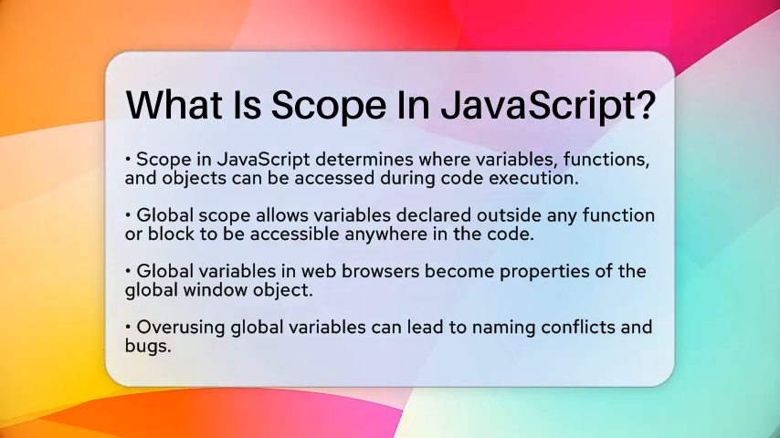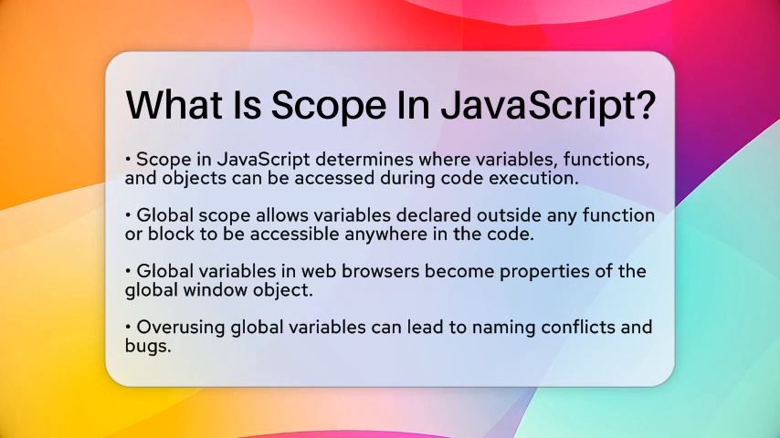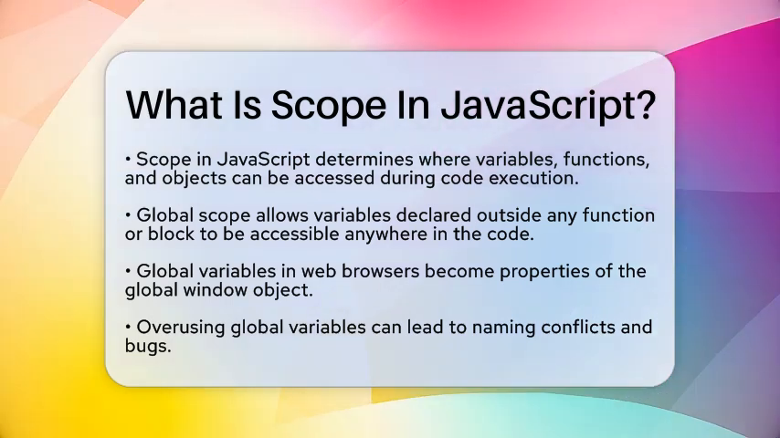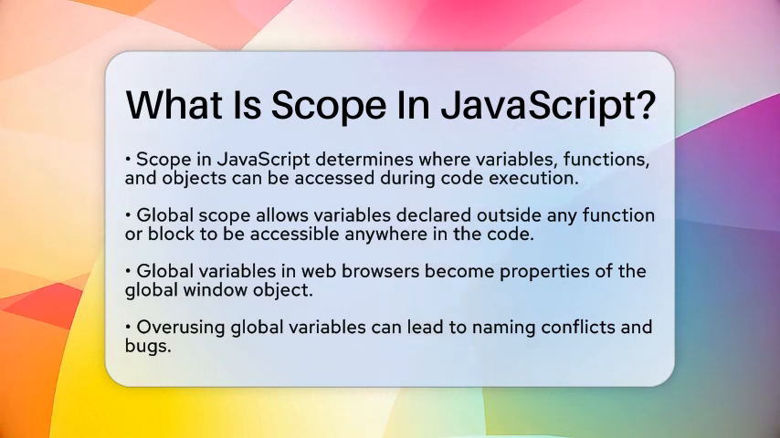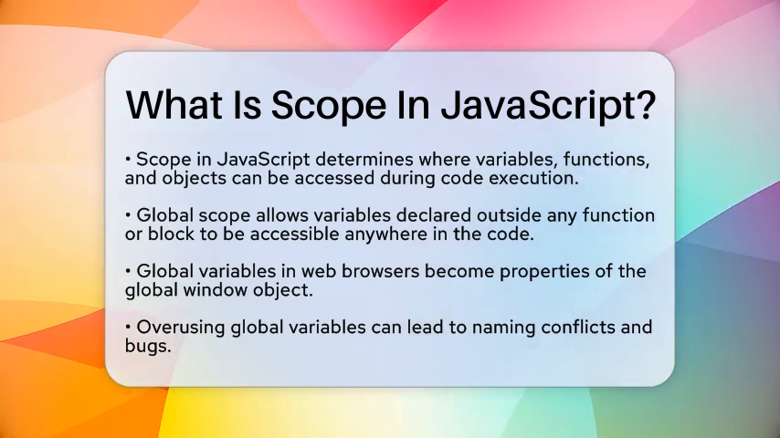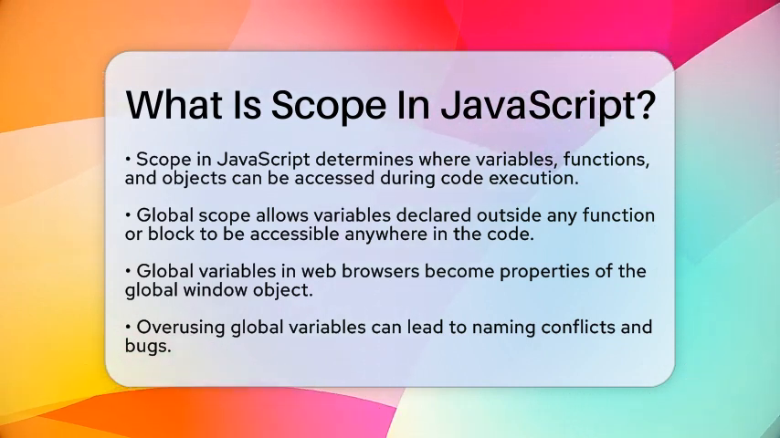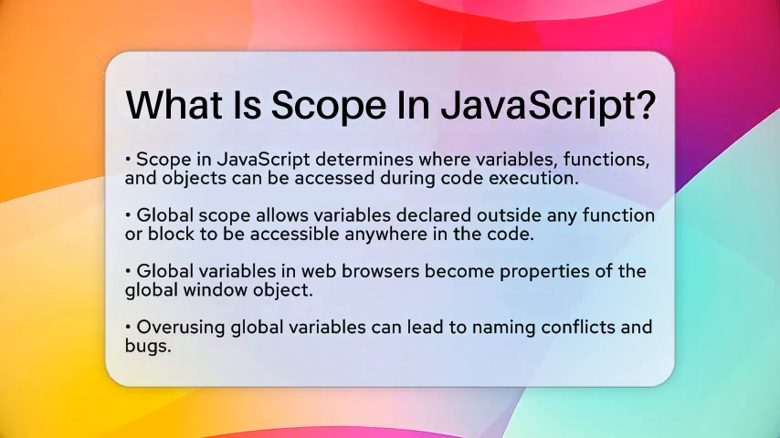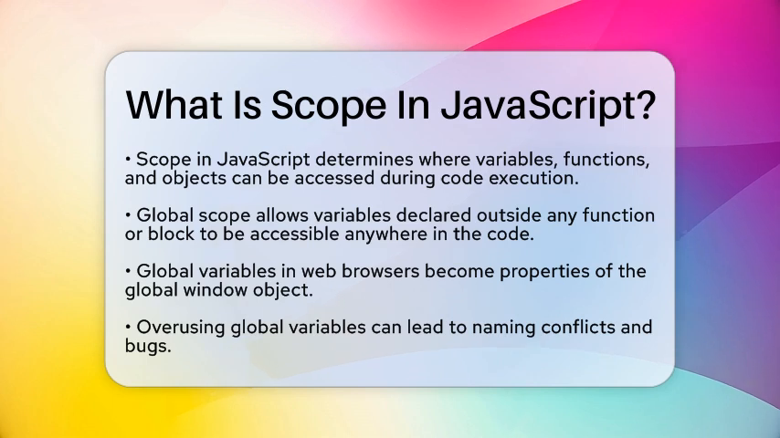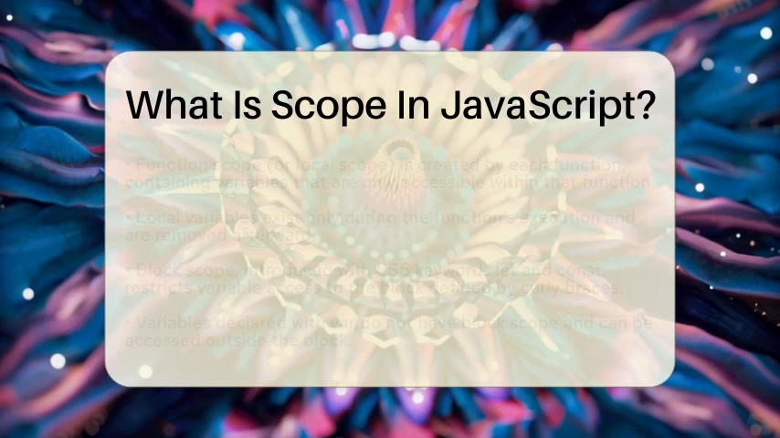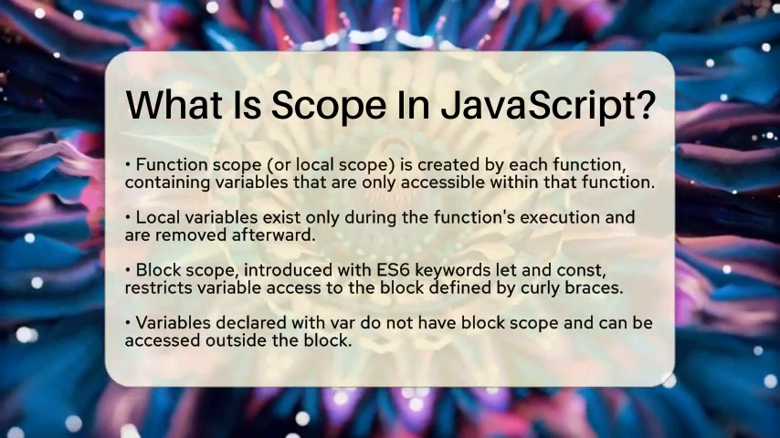There are several types of scope in JavaScript that you should be aware of. First, we have global scope. Variables declared outside any function or block have global scope. This means they are accessible anywhere in your code, including inside functions. In web browsers, global variables become properties of the global window object. However, relying too much on global variables can lead to naming conflicts and bugs.